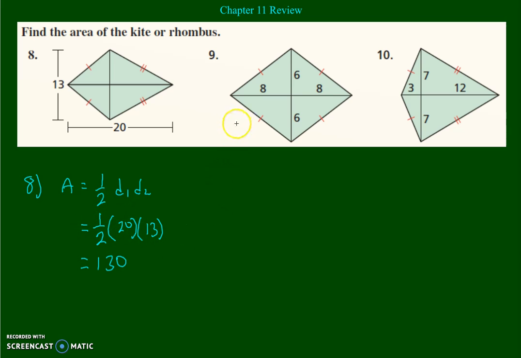Now we go to problem 9. In problem 9, here we have a rhombus because we have 4 congruent sides. And the area of a rhombus is the same as the area of a kite. It's 1/2 d1 d2. So for this rhombus, it's 1/2 d1 d2. And d1 is 16, d2 is 12.